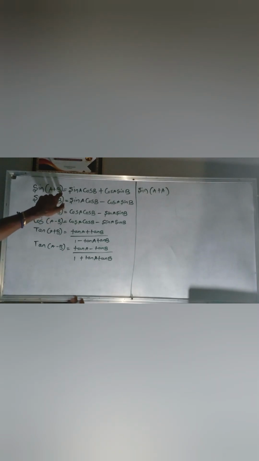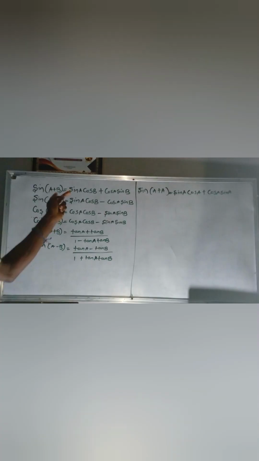I know that you may not know this one. This is sine A. Remember, it's supposed to be sine A cos B. But this one is A and A, so it will be cos A also, plus cos A sine A. Have you seen? It gives us that, because this one is of the same degree and this one is of different degree.